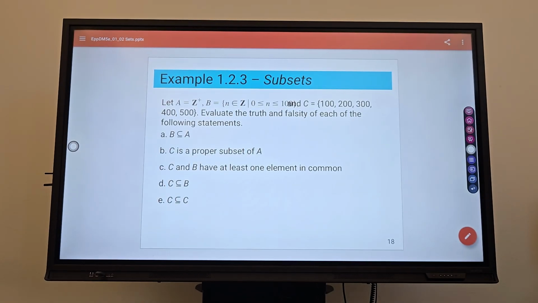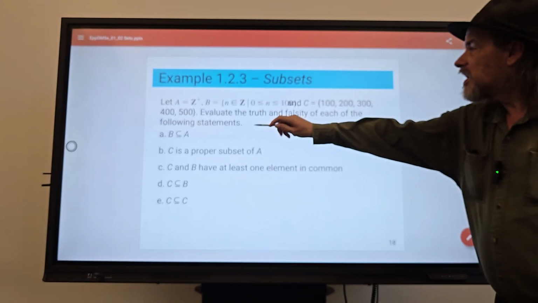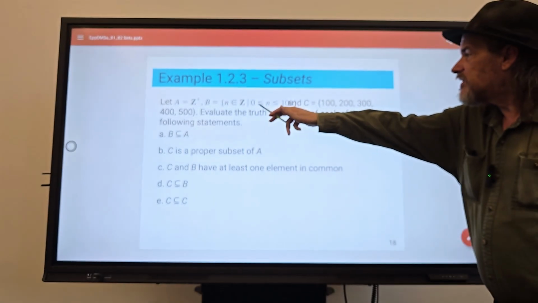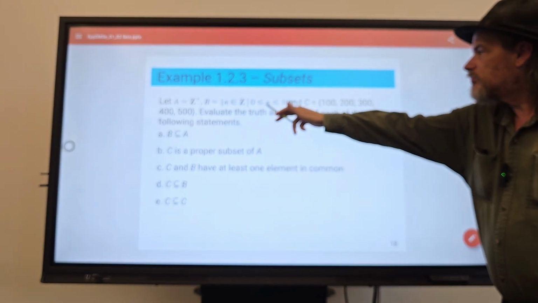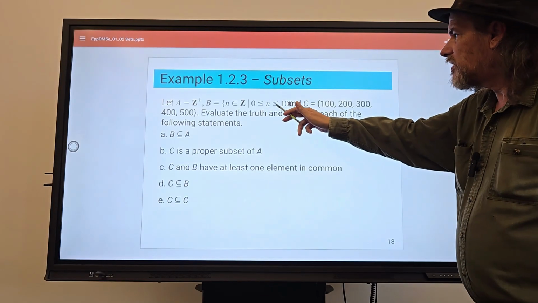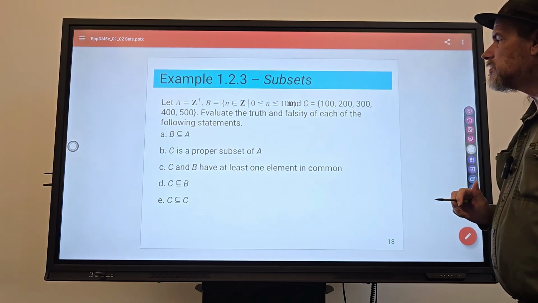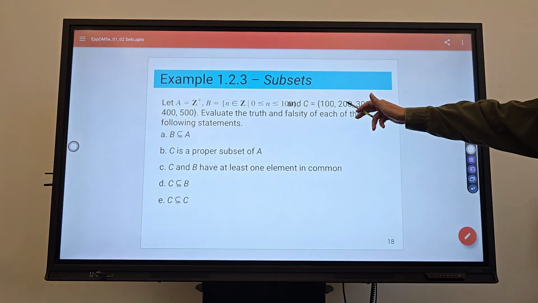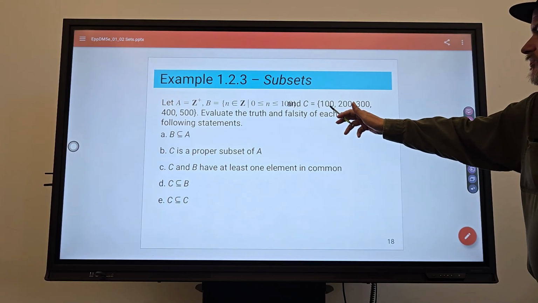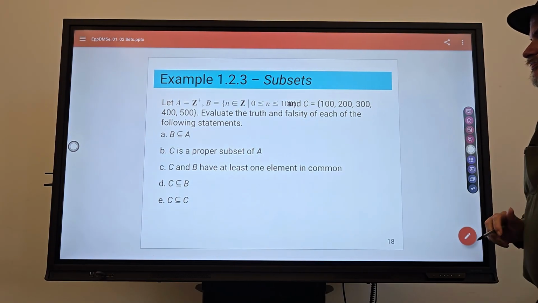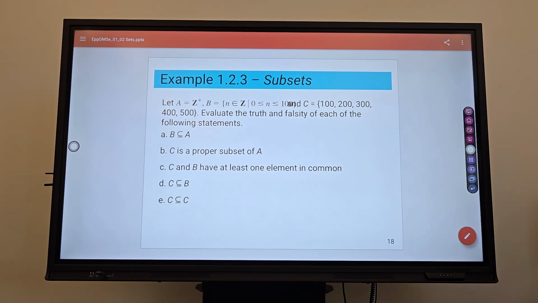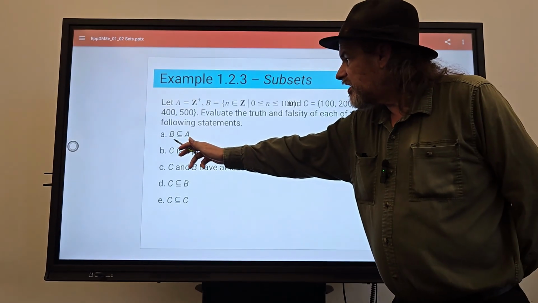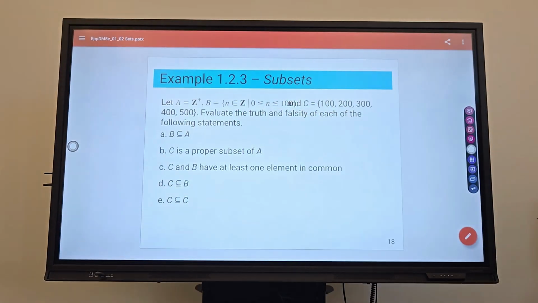Let's see. Let A be the set of positive integers. Let B be the set of integers greater than or equal to 0 and less than or equal to 100, and these slides mess up on some equations here. And let C be the set of 100, 200, 300, 400, 500. Let's see here. Is B a subset of A?